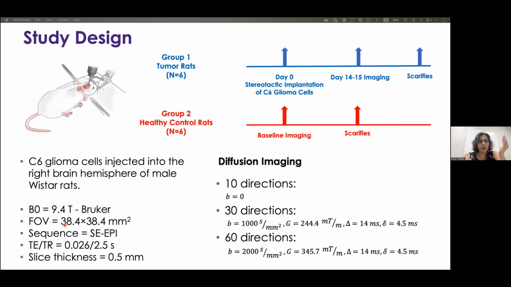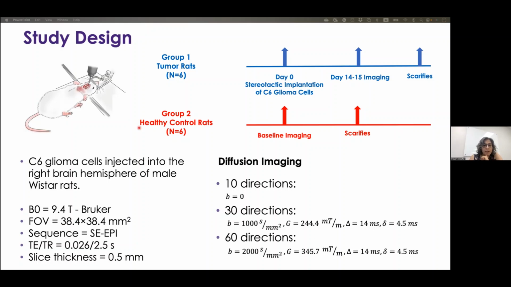For this study, we used C6 glioma cells, and we manually injected those cells into the right brain hemisphere of 6 8-week-old male rats. The C6 cell line overexpresses several genes similar to those reported for human gliomas. So that's why we chose this cell line.